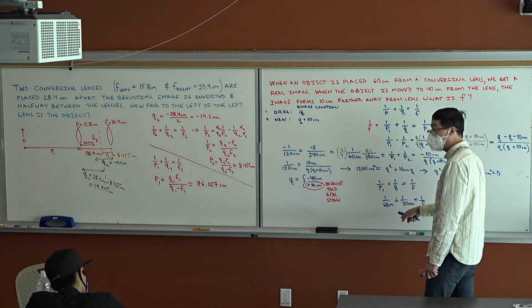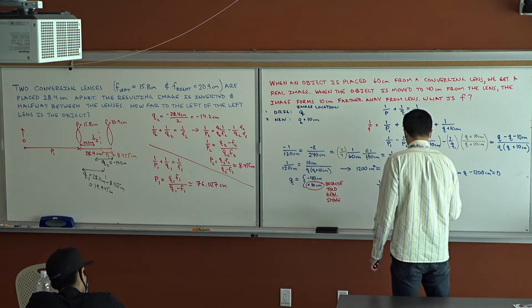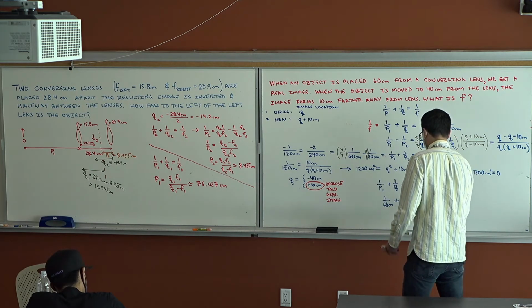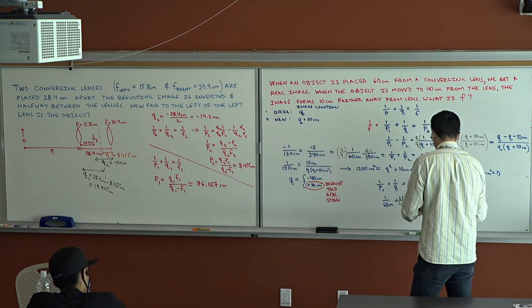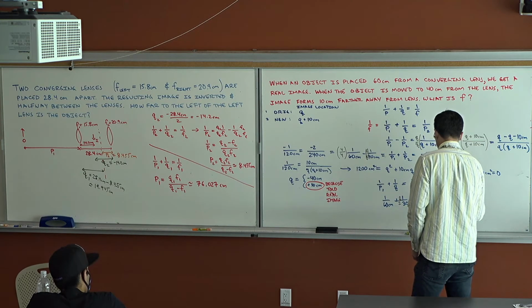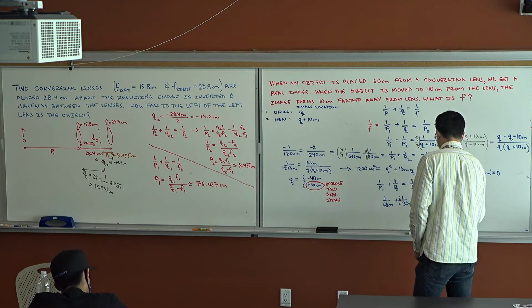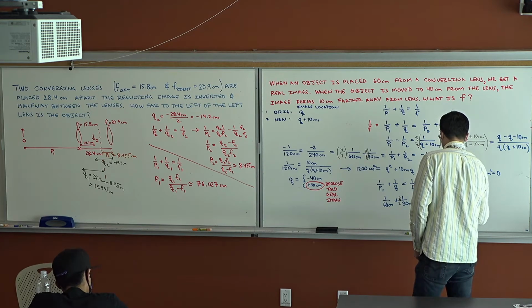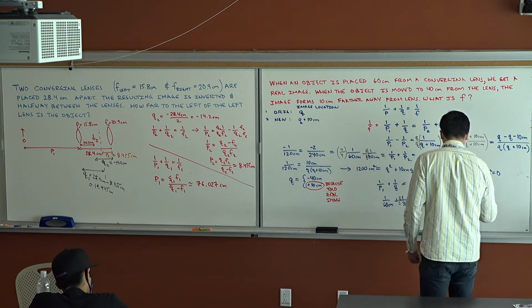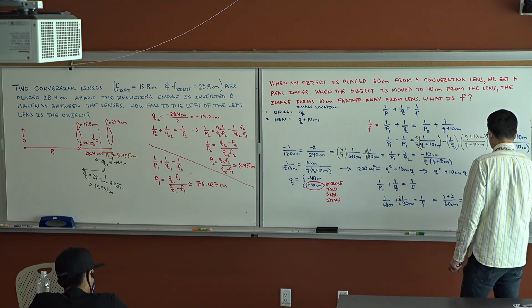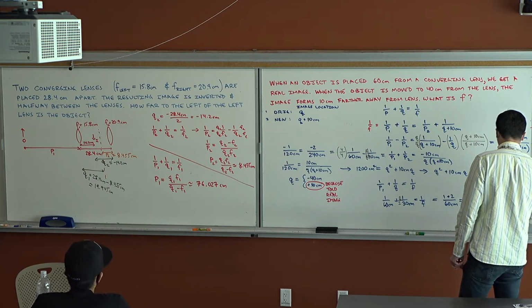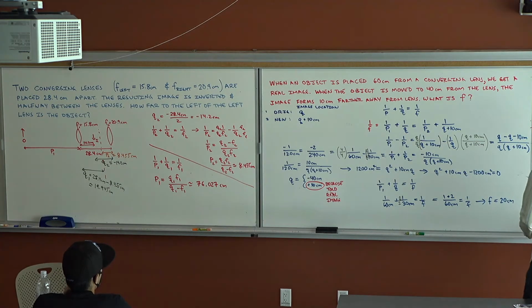I can multiply top and bottom by 2. So I can say that 1 plus 2 over 60 centimeters is equal to 1 over F. Or F is 60 centimeters over 3, which is 20 centimeters.